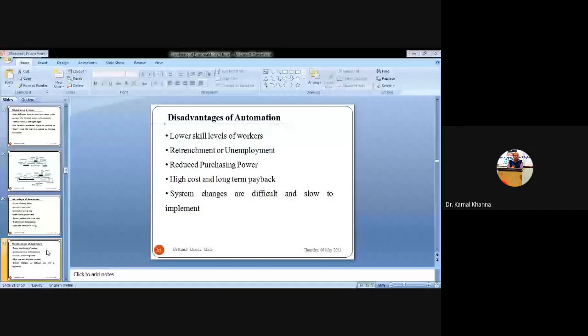And what are now the applications of automation? We will do these applications of automation in our next class.